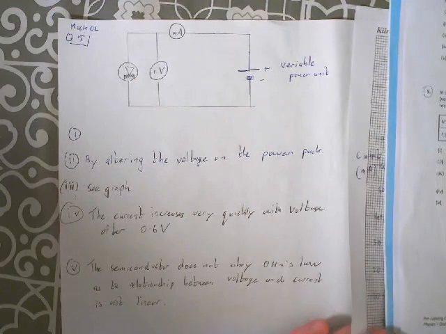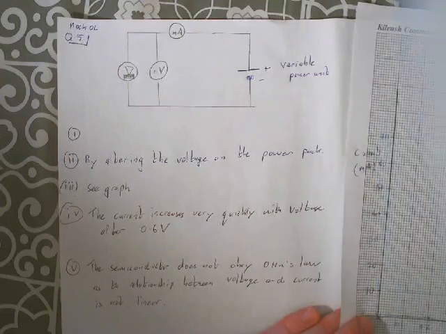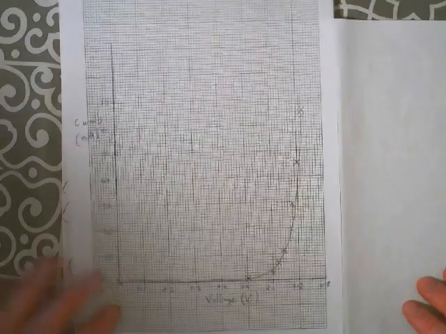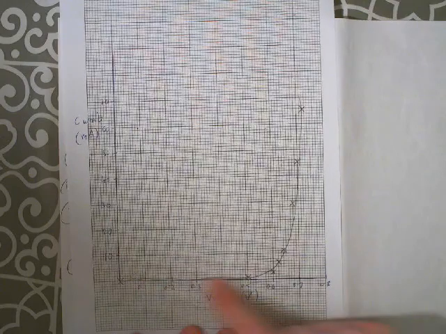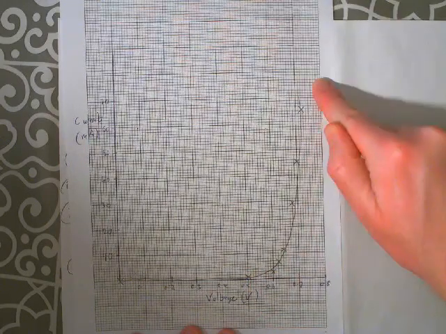Okay, how is the potential difference varied in this experiment? Well, you could use the variable resistor, but we didn't. We just used the variable power unit and altered the voltage. How do you use the data to draw the graph?